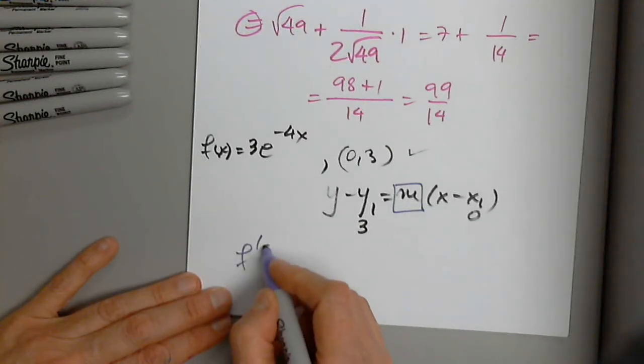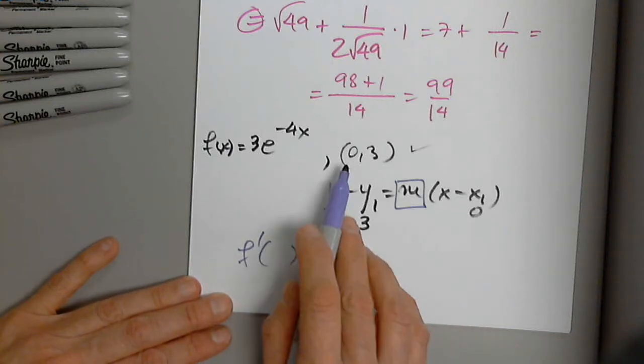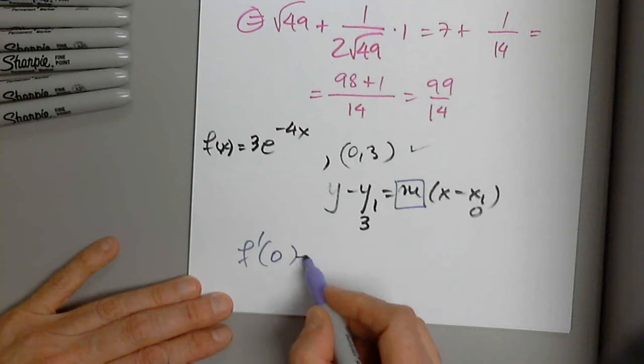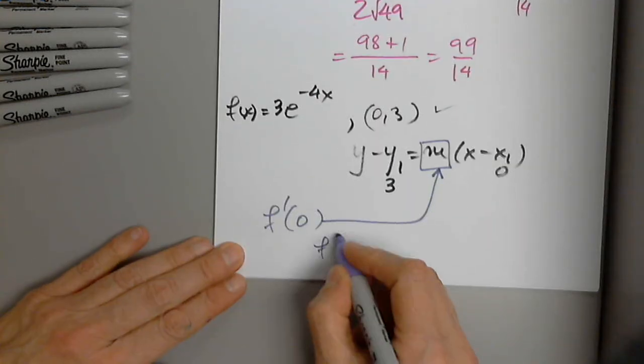So now the question is, how do I determine this? Find f prime and plug in. Exactly. This will be the exact same thing with the slope. So here's the function, here's the point (0, 3). I want to determine the equation of this line. Well, the slope must be f prime of 0, because that's the point. If it's a different point, then it will be f prime of that x.